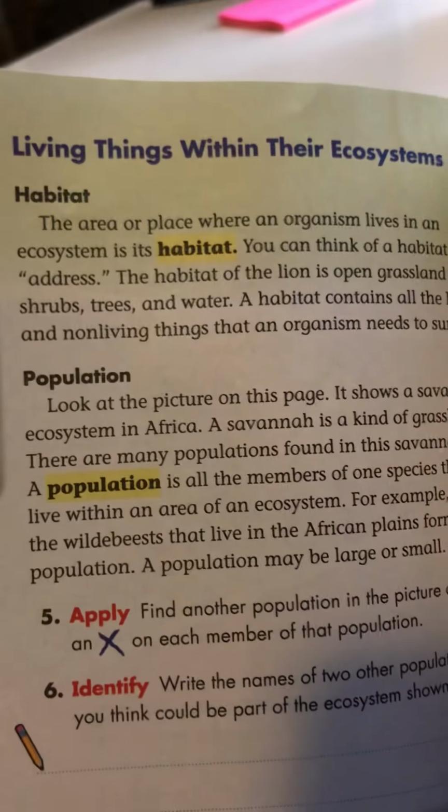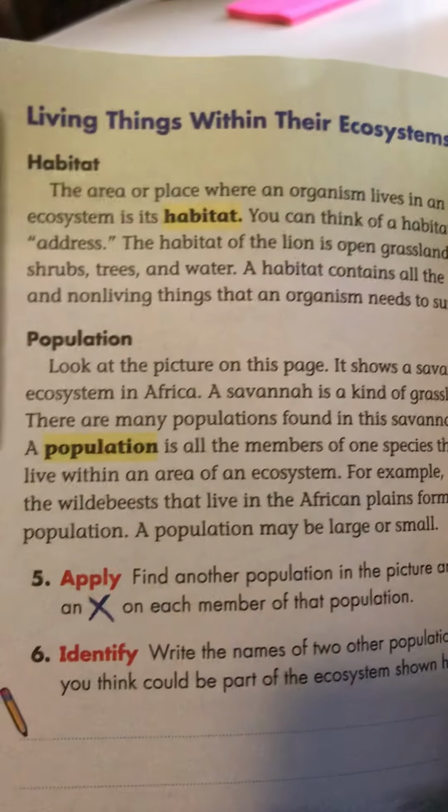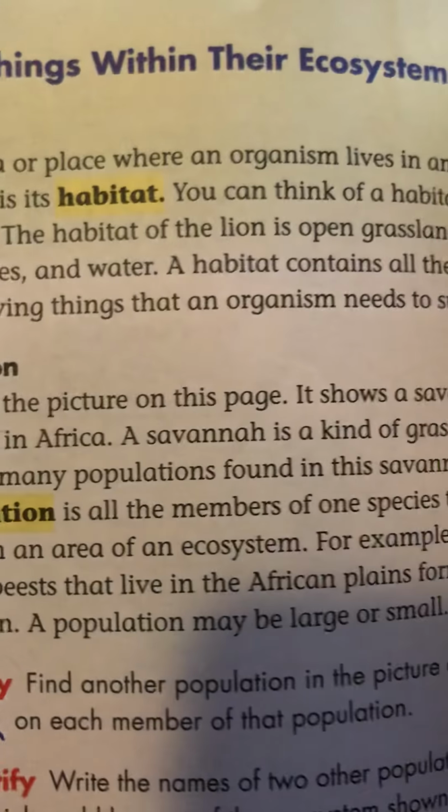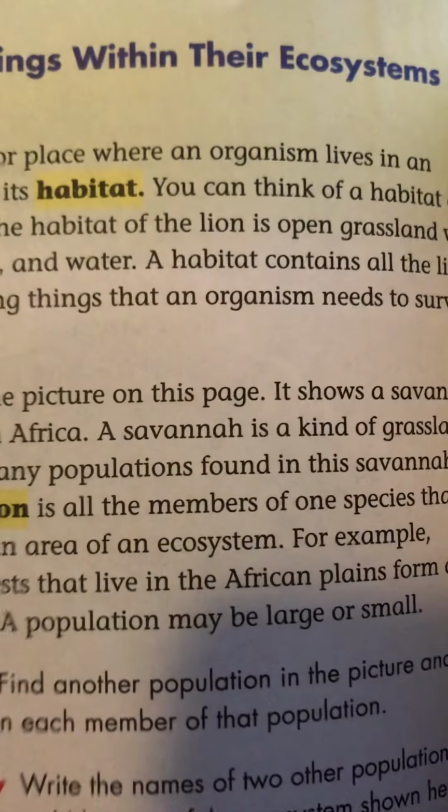Living things within their ecosystems. Habitat. The area or place where an organism lives in an ecosystem is its habitat. You can think of a habitat as an address. The habitat of the lion is open grassland with shrubs, trees, and water. A habitat contains all the living and non-living things that an organism needs to survive.